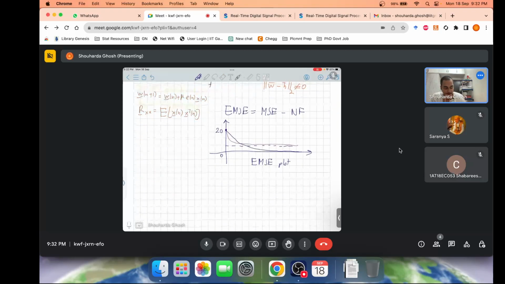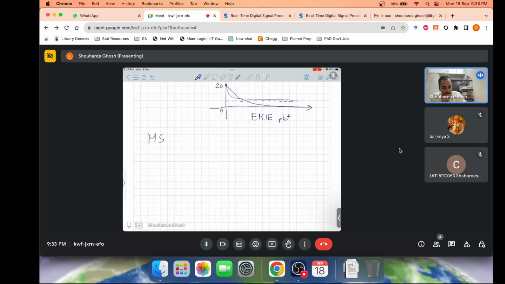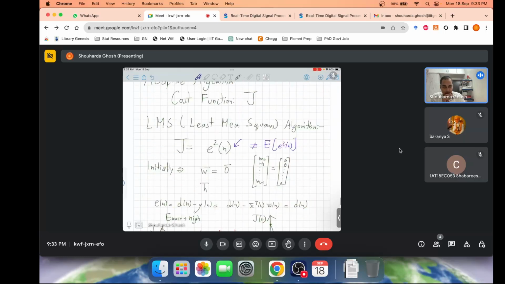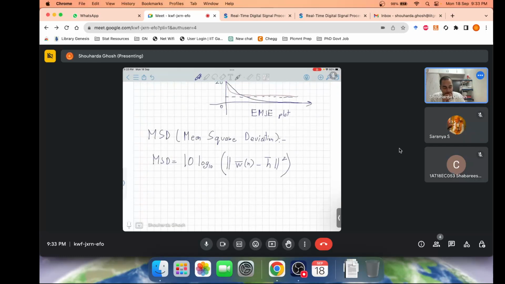Okay, another one is the mean MSD, or the mean square deviation. So what is mean square deviation? Mean square deviation in log scale, we write it as 10 times log 10 base the vector w of n minus the optimal one in the whole square. So here, rather than looking at the signal error e of n, you are looking at how close is this vector to the actual one.